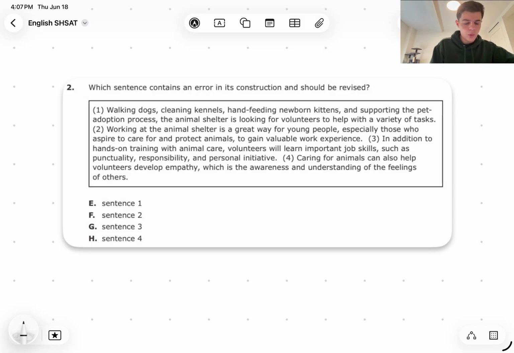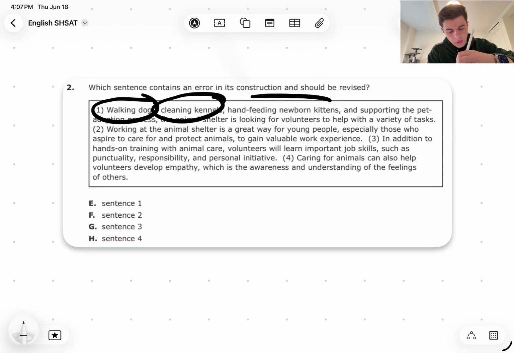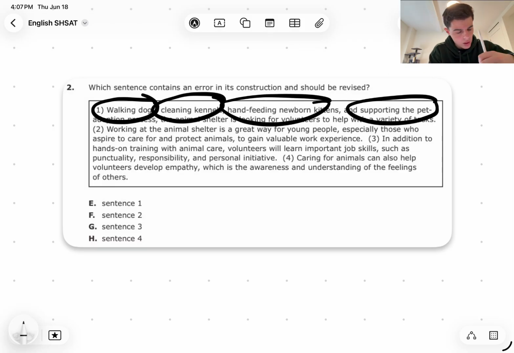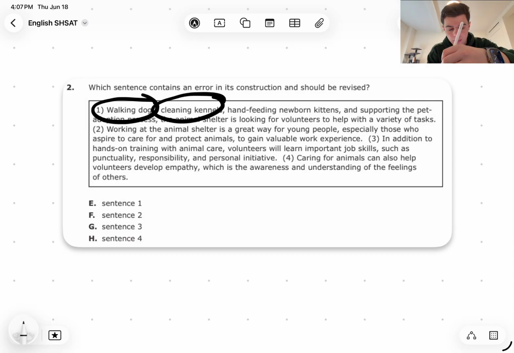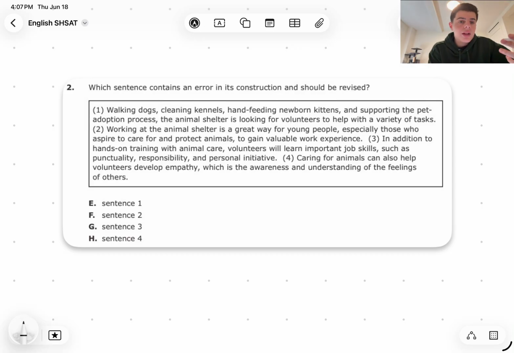So sentence number 1, walking dogs, cleaning kennels, hand-feeding newborn kittens, and supporting the pet adoption process. The animal shelter is looking for volunteers to help with a variety of tasks. Okay, so this sentence is already problematic because everything it's describing here, walking dogs, cleaning kennels, hand-feeding newborn kittens, supporting the pet adoption process, this is all things that volunteers do, right? So this entire thing, up until here, is kind of modifying volunteers, right?